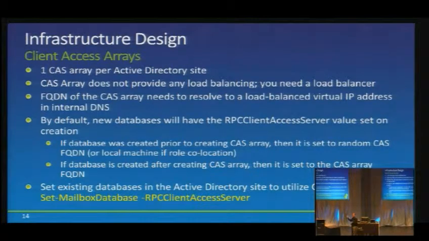You just create it, a one-time thing, and then any databases that are created after that will automatically be stamped with that property. For databases that already exist, you have to go in and run the command at the bottom to reconfigure them for the array. This basically sets up the abstraction layer for the client access server across the mailbox server. Remember, in Exchange 2010, all clients, including all MAPI clients, connect to the CAS server. For load balancing and redundancy, you want to create the array and put all the CAS servers in that site into that array.